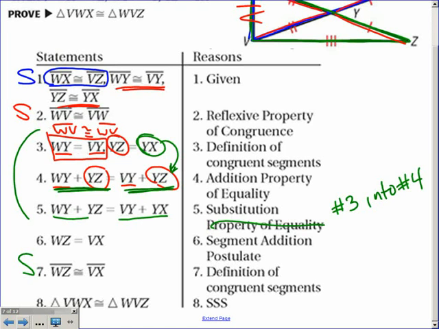Okay. So be careful. If there's a segment on top of it, those are going to be congruent. If there's not a segment on top of it, it's just talking about a length. You can add lengths. You can't add together segments. Good question. That was really good.